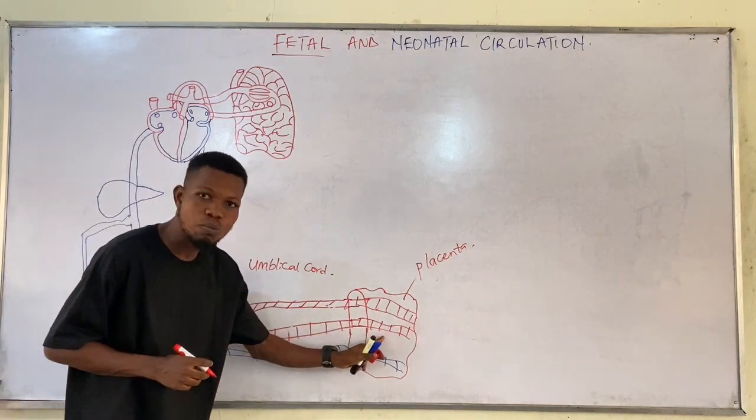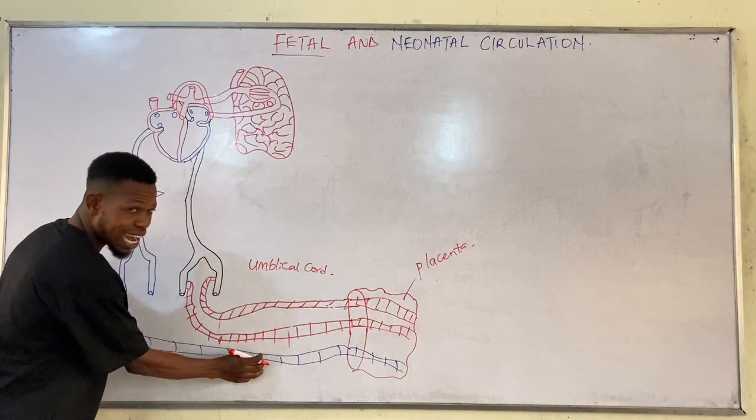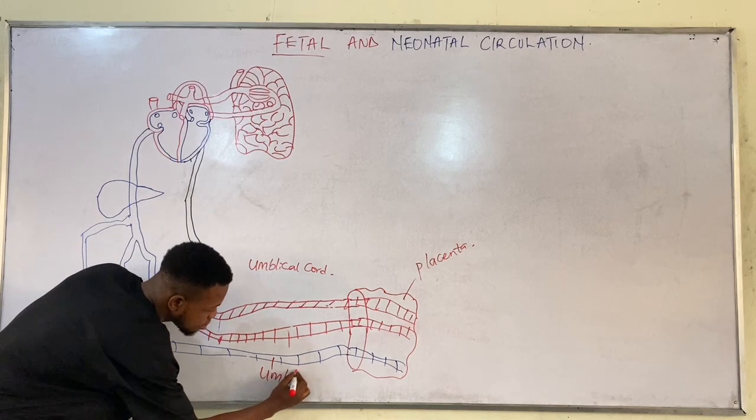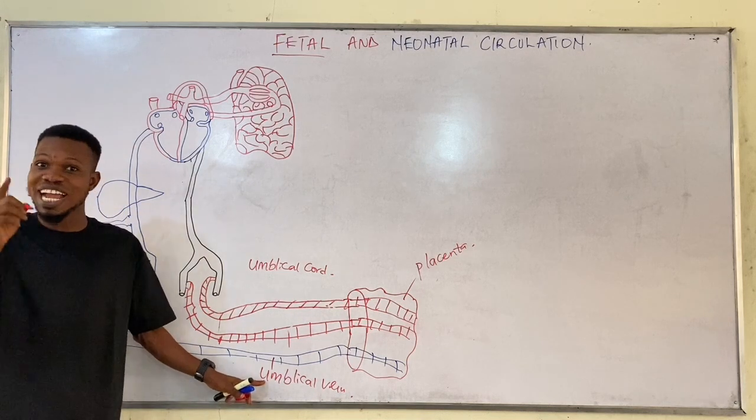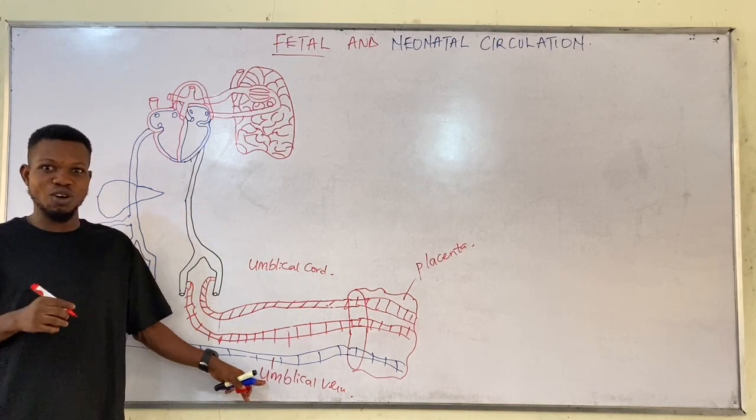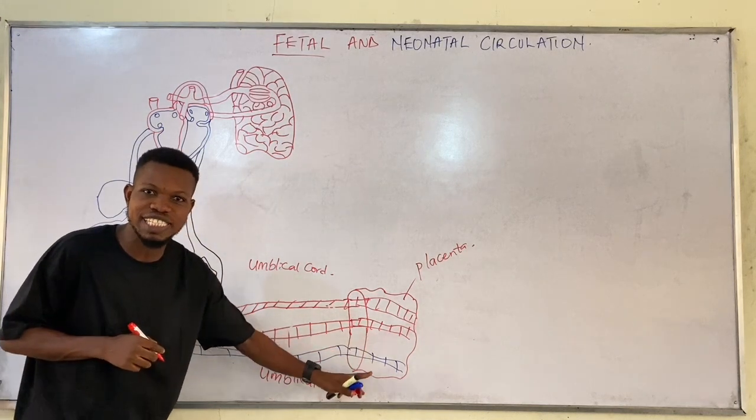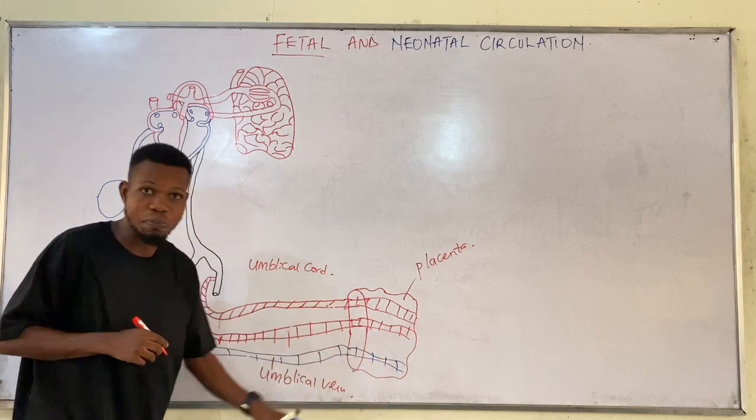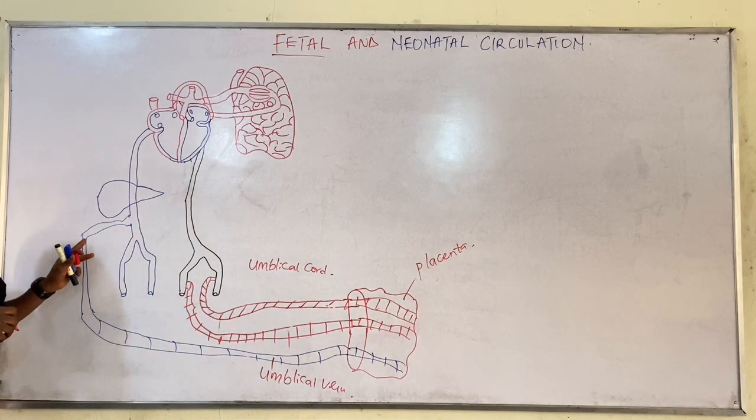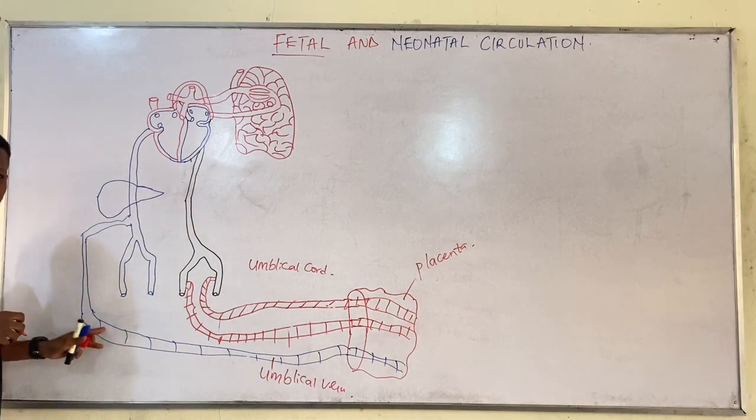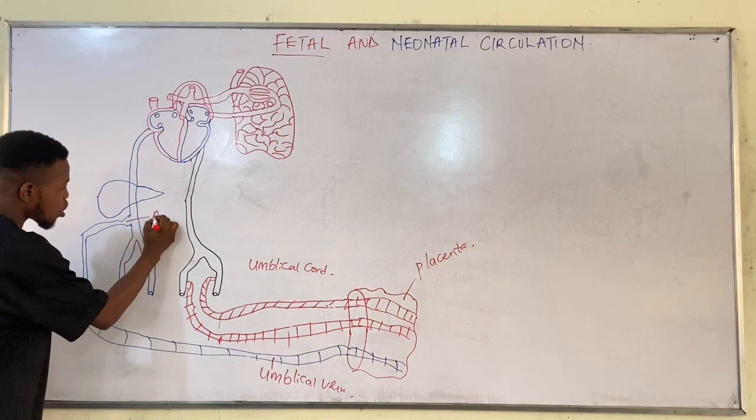When the blood becomes oxygenated by the placenta, what carries the blood is the umbilical vein. This is my umbilical vein. This will be the left umbilical vein, if you remember, during the heart tube development. This umbilical vein is going to carry the oxygenated blood from the placenta. When the umbilical vein carries the oxygenated blood, guess what happens? The umbilical vein gives the oxygenated blood to what we call the ductus venosus.